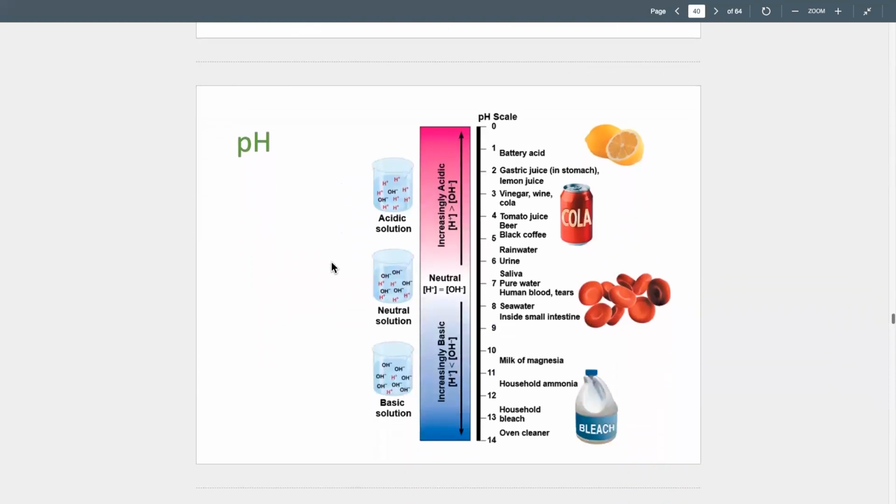But here's just the pH scale again represented on a scale. This one's flipped from how we've seen it in the past, where 0 is at the top. So this is the most acidic down to the most basic. So again, you can see here the acid solution has a lot more hydrogen ions than hydroxyl ions. Here in this neutral solution, you have an equal number. And then in the basic solution, you have a lot more hydroxyl ions than you do hydrogen ions.